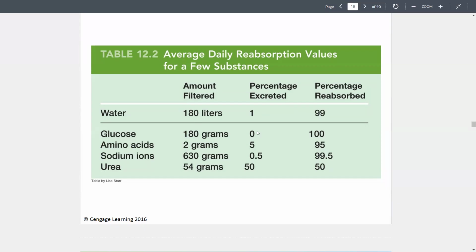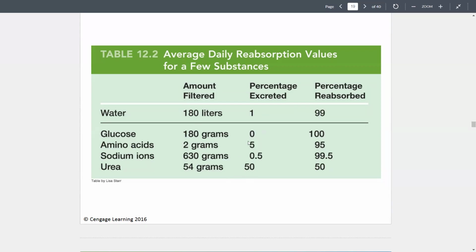And then none of the glucose should be excreted. So you know how when people have diabetes, their urine gets checked for sugar? That's because that's a sign that your kidneys aren't working, and your kidneys should not be giving up glucose. You should not be peeing out sugar. Like none of it should come out.